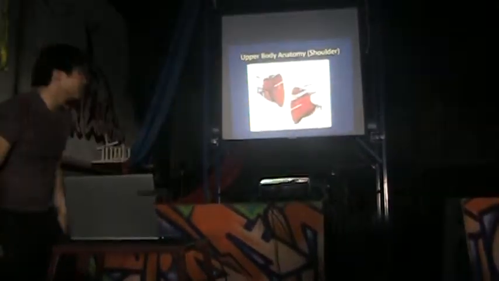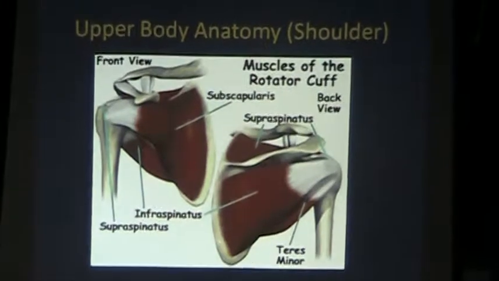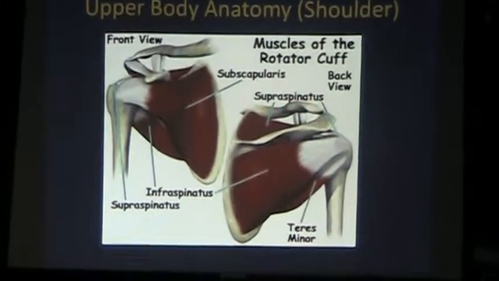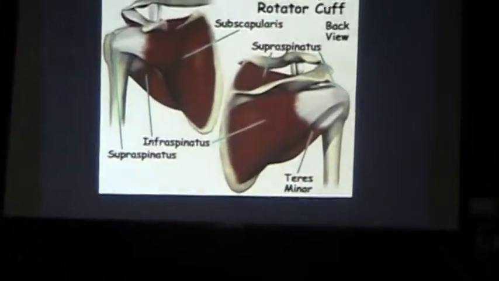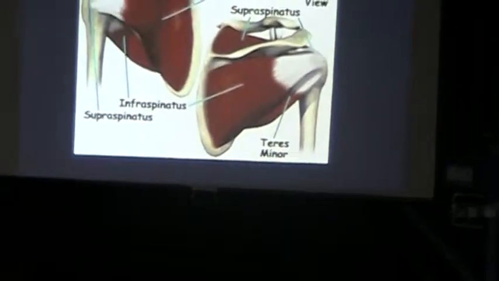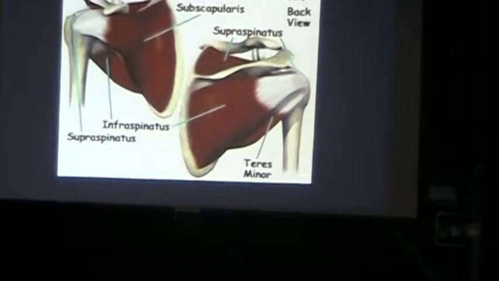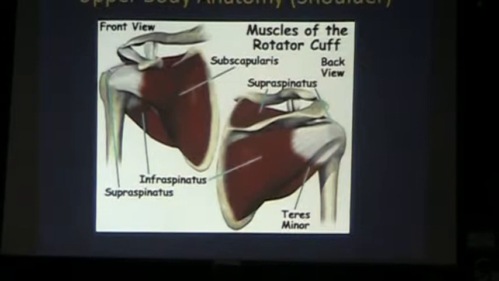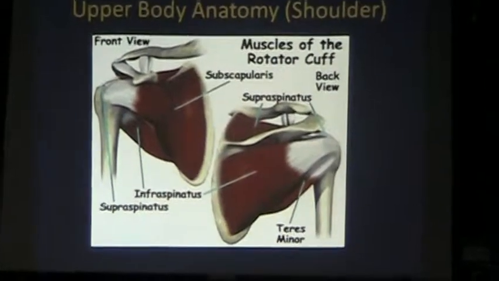This is the real important stuff. The rotator cuff is all the muscles around your shoulder blade, which are pretty much responsible for everything your arm does, for the chest. Push.